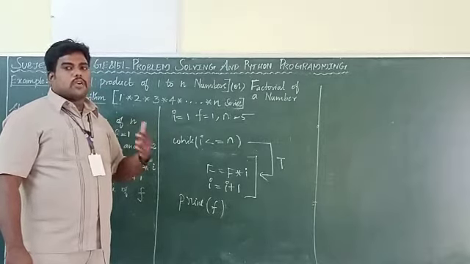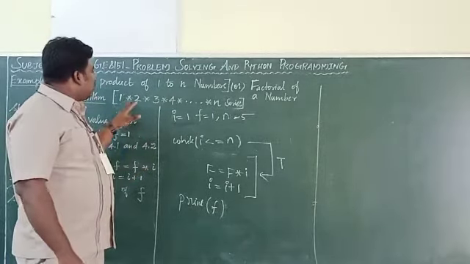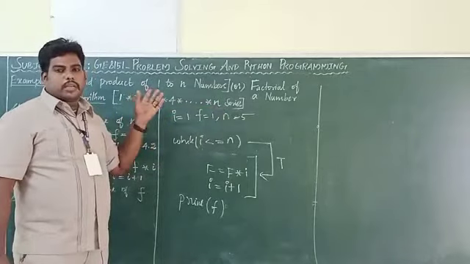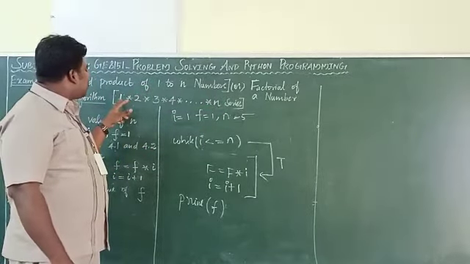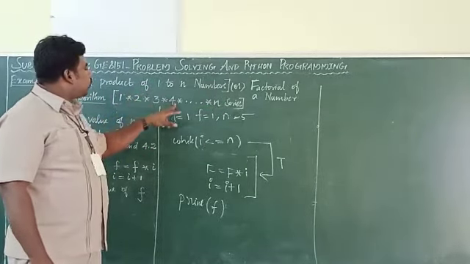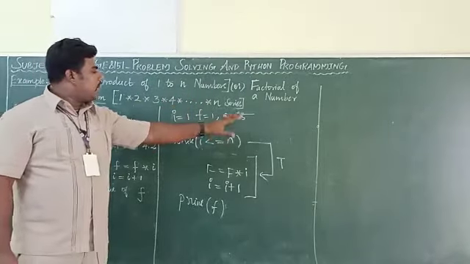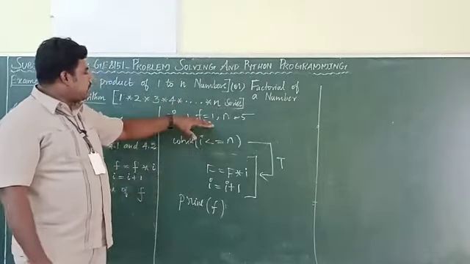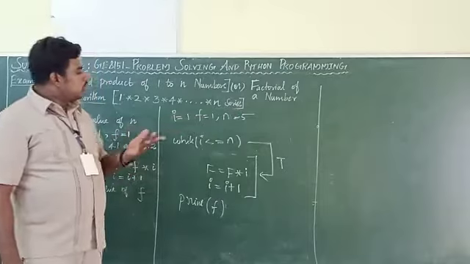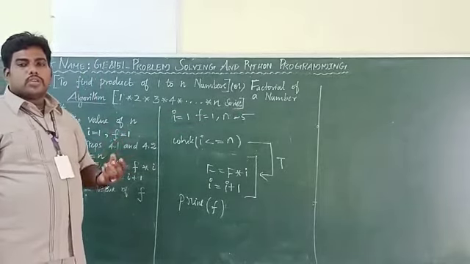5 factorial, I want to find it. So 1 to 5, I want to multiply it. Otherwise, I want to multiply 1 into 2 into 3 into 4 into 5. My n value is 5. Why am I taking f equal to 1? Any idea? I want to store the value.